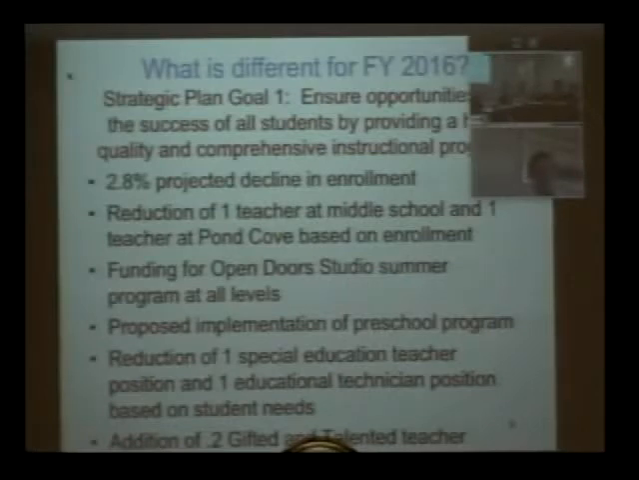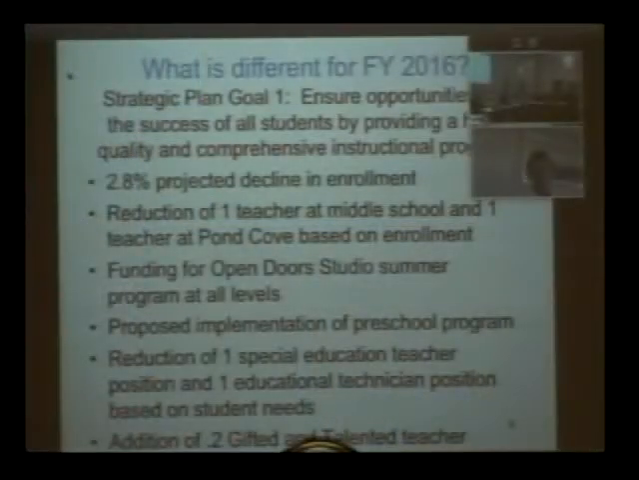Our budget also proposes funding for the Open Doors Studio Summer Program at all levels. You'll recall that last year, you approved the use of remaining funds in last year's budget to provide that program to students in elementary and middle school. We intend this year to expand that program to the high school level, as well as to expand it from a 12-day program, which we operated this past summer, to a 16-day summer program. And the feedback that we received from parents and students on that program was extremely positive. So we're enthusiastic about continuing it, and we are tracking the progress of those students who participated last year as well.